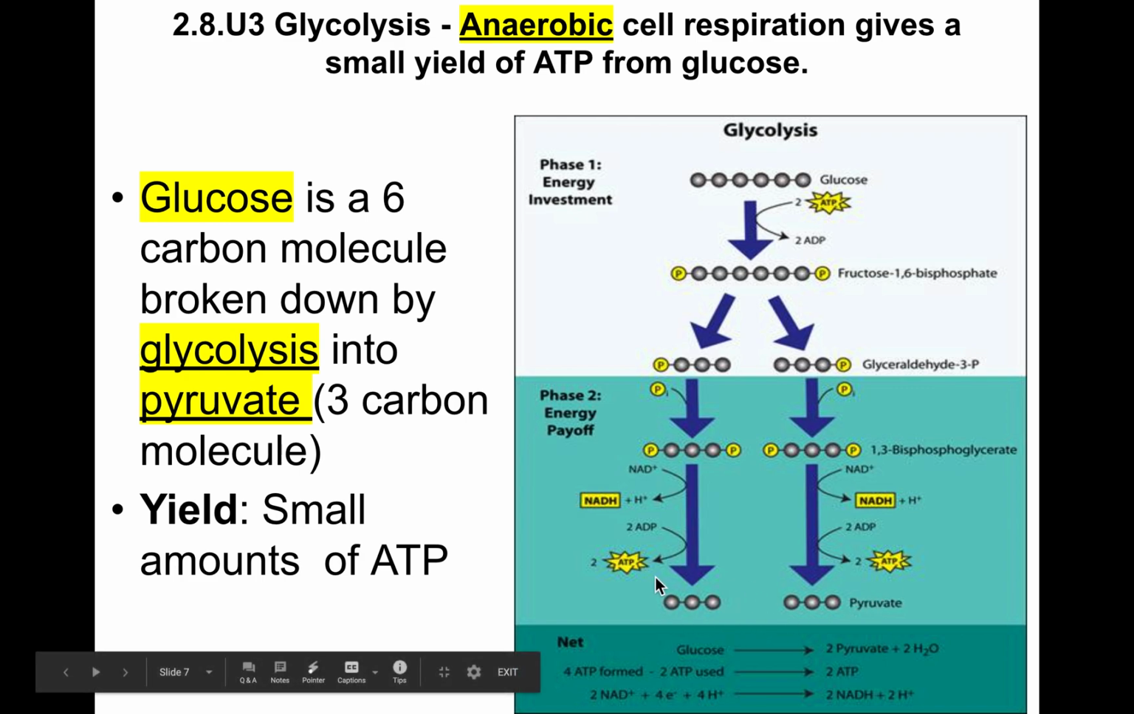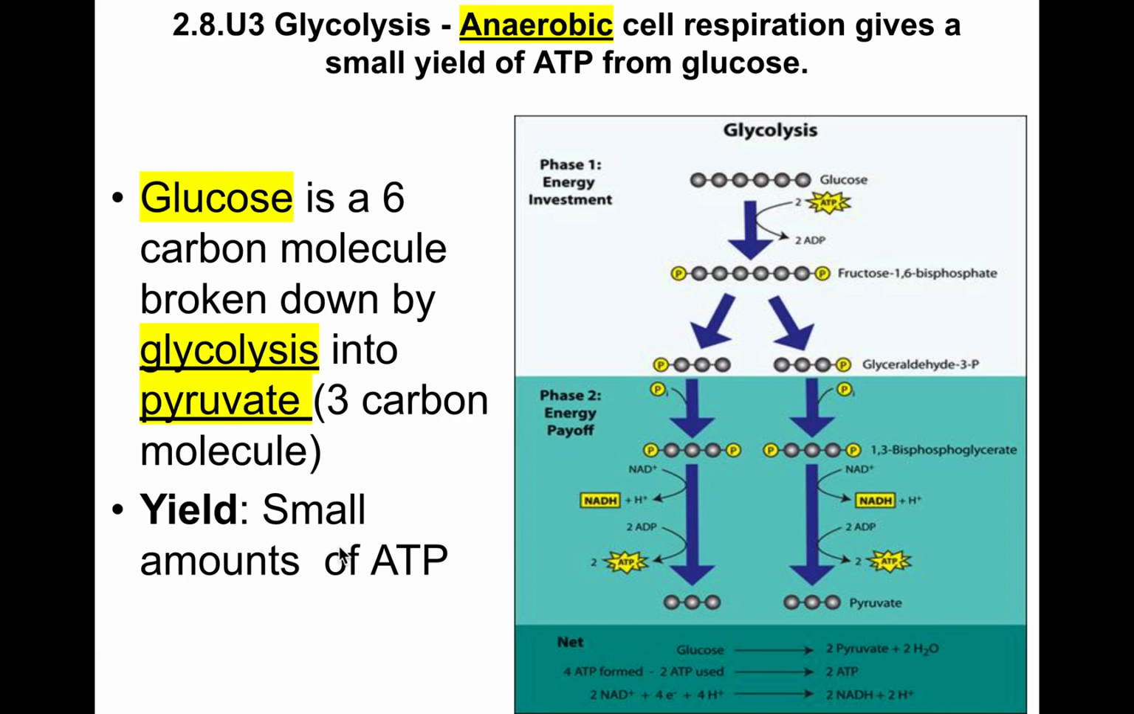So at the end of the process, you're going to get a 3-carbon molecule called pyruvate. Glucose goes through glycolysis and turns into pyruvate, and a small amount of ATP, specifically 2, are produced. And this is an anaerobic process and occurs in the cytoplasm of the cell.